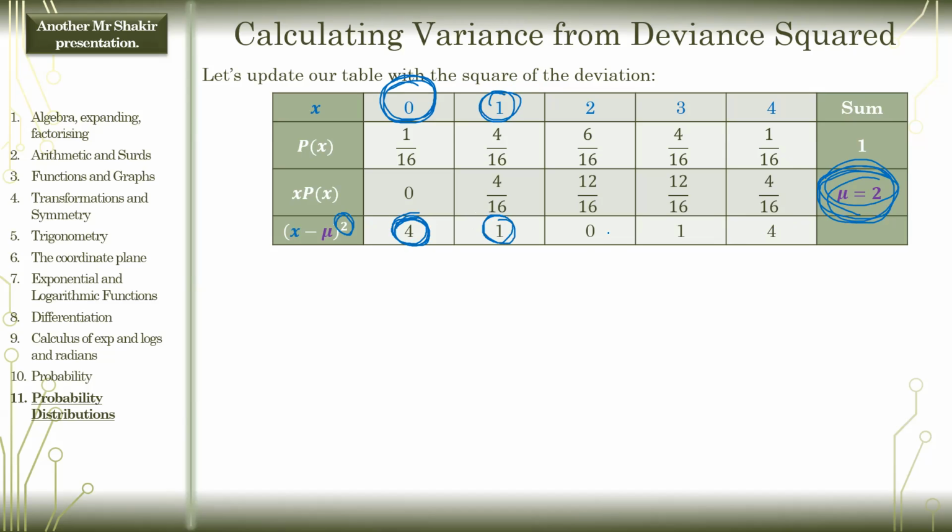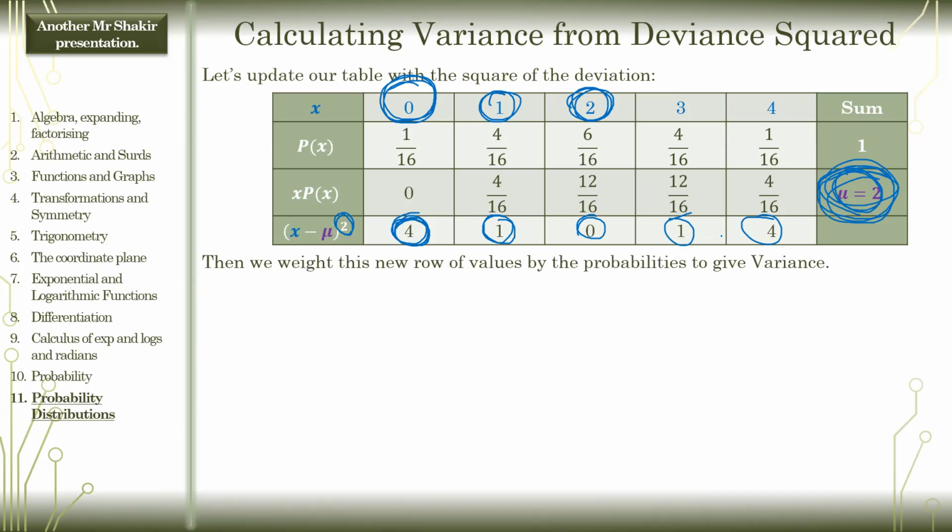Any questions about the process? We just square the distance from 2. Yeah, so all we're doing is how far away the score is from the mean, and then you square that result. This is deviance squared.